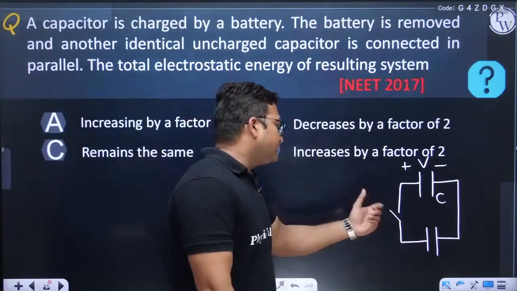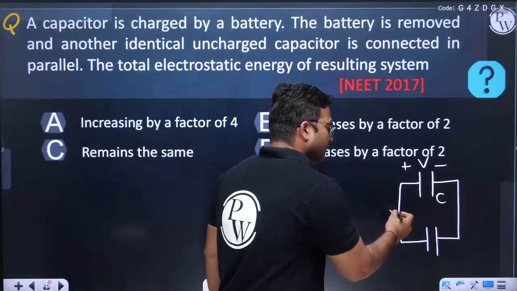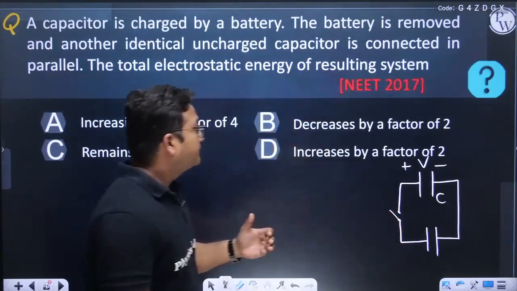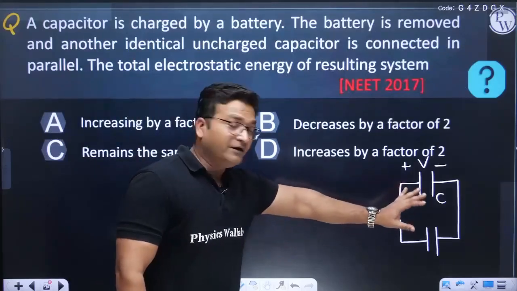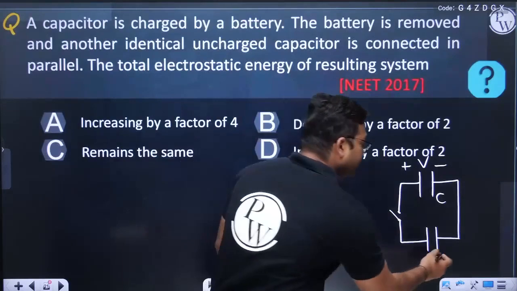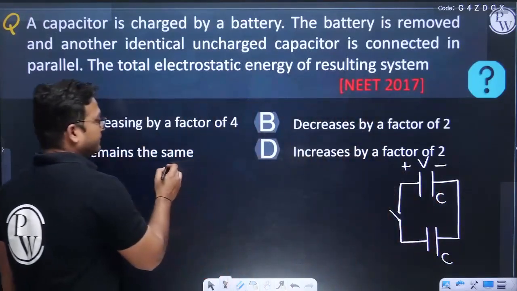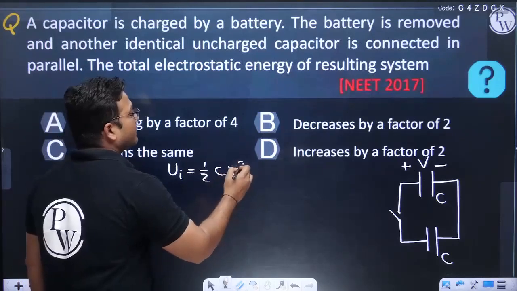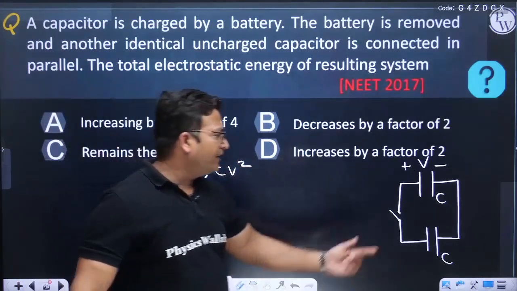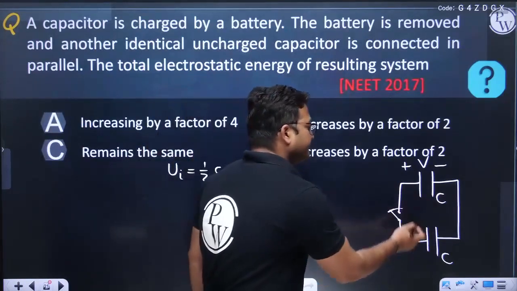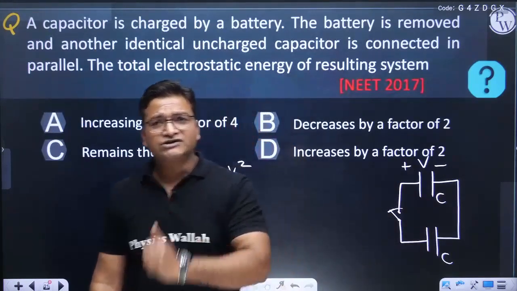If we want to calculate the heat loss, let me just write the initial energy. Initially this capacitor has no energy and this capacitor has U initial as half CV square. And when these two are connected like this, they achieve a common potential.